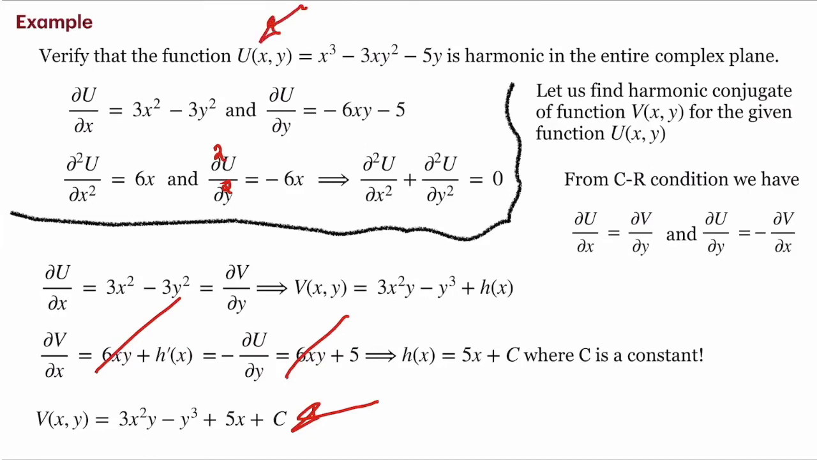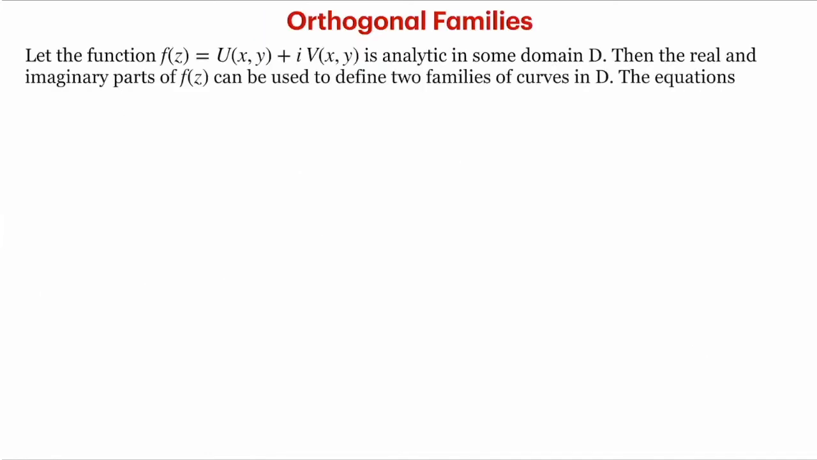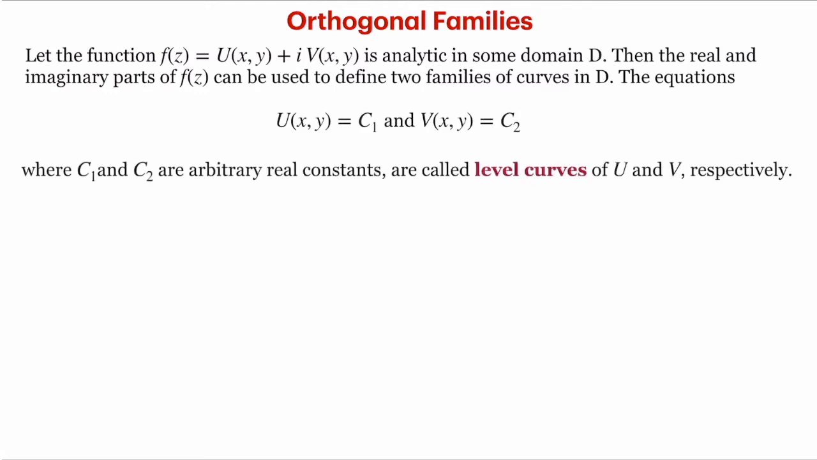Let's say that you have a function f(z) = u(x, y) + i v(x, y), which is analytic in some domain D. Then the real and imaginary parts of f(z) can be used to define two families of curves in D, with the equations u(x, y) = constant and v(x, y) = constant. The constants are named C1 and C2 here for convenience. These curves are called the level curves of u and v.